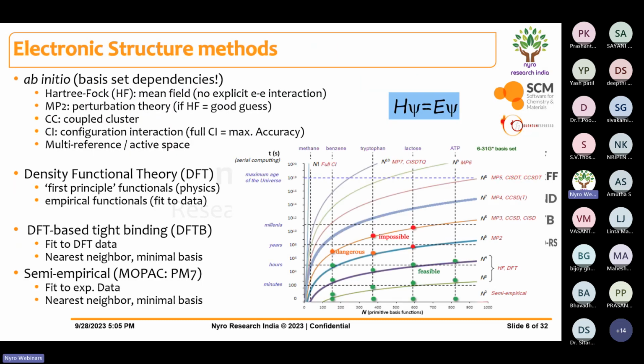So this is about the electronic structure methods, from ab initio to density functional theory, through DFT-based tight binding, then semi-empirical methodologies like MOPAC, which is known as Molecular Orbital Package, then the Hartree-Fock methodologies, which we discussed. So this is a representation of how fast the methodologies are.